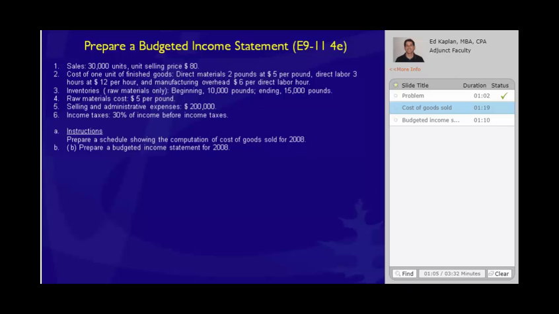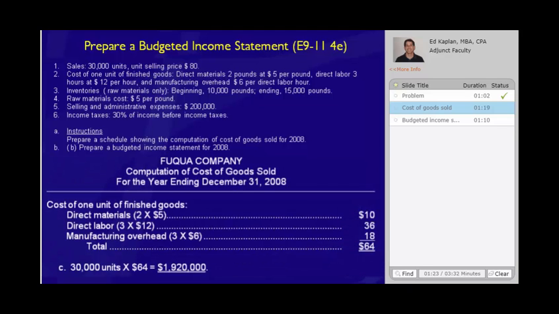Let's tackle Part A now by preparing a schedule showing the computation of cost of goods sold for 2008. On the screen you see key pieces of information and the instructions near the top. Now on the bottom I'll illustrate the solution. We'll prepare the headings for the computation of cost of goods sold for the year ending December 31st, 2008, and then we'll work the solution.